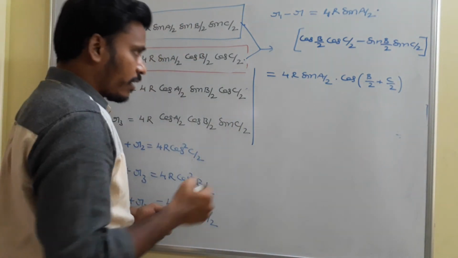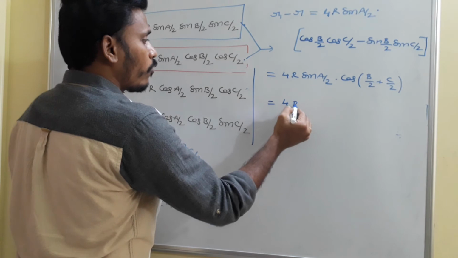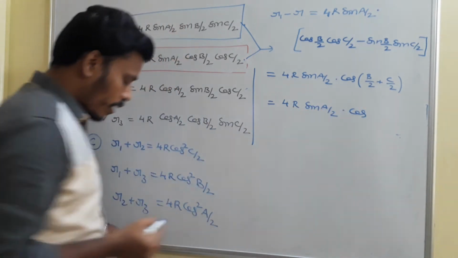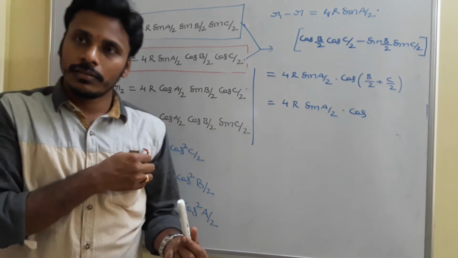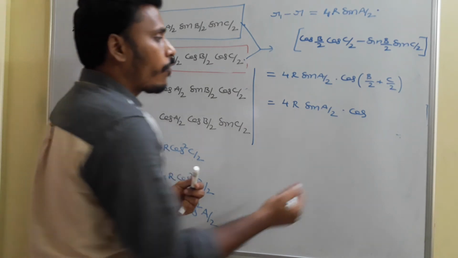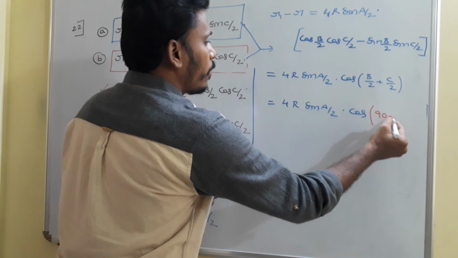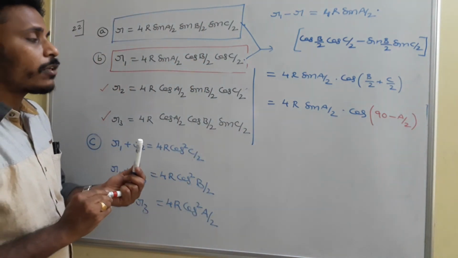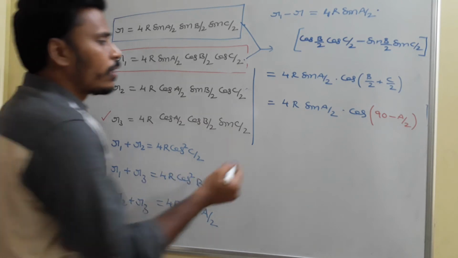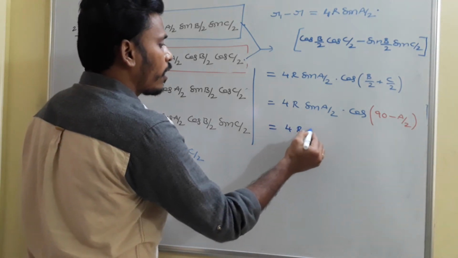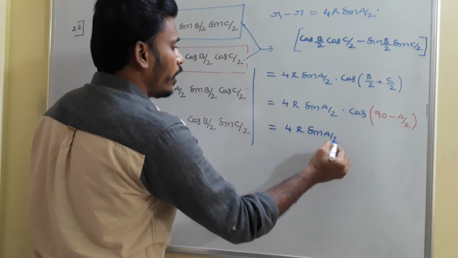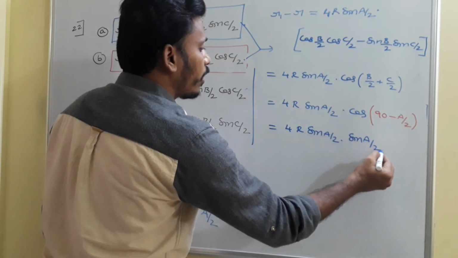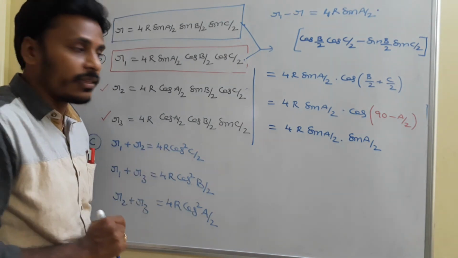And again in the next step, this is equal to 4r sin A/2 into cos of (B/2 + C/2). Again the sum of the angles is 180, their half is 90, so this is 90 minus A/2. So that is cos of 90 minus A/2. This is equal to 4r sin A/2 into cos of 90 minus A/2, which is again simply nothing but sin A/2. Cos of 90 minus theta is sin theta.